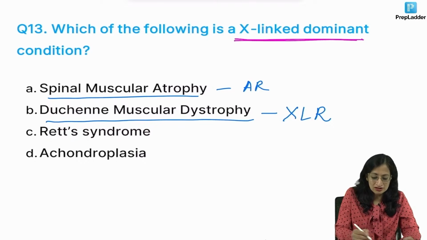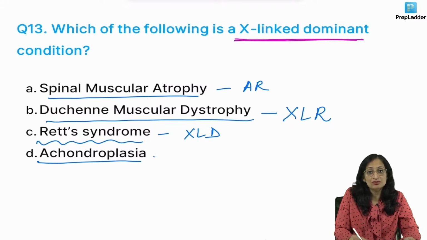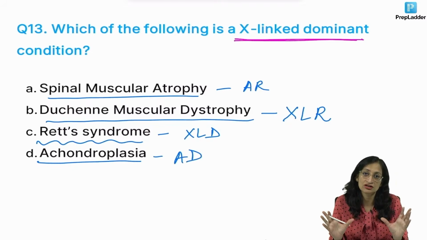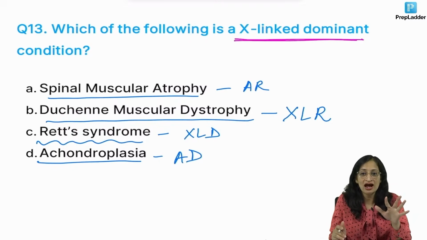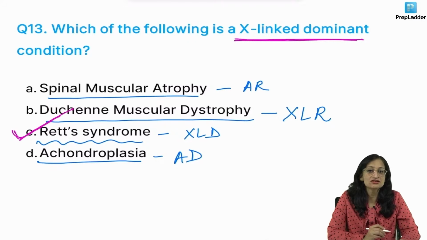Rett syndrome is a classical example of X-linked dominant inheritance, while achondroplasia is a classical example of autosomal dominant inheritance, where the limbs are disproportionately short, short-limb dwarfism, a large head is there, trident hand is there, champagne glass pelvis is there, and so on. So among X-linked dominant inheritance, the best answer here is Rett syndrome.